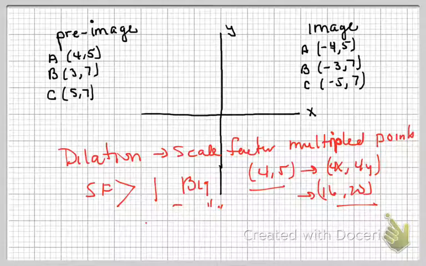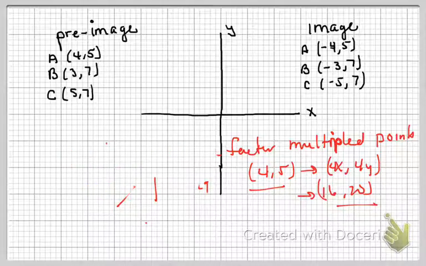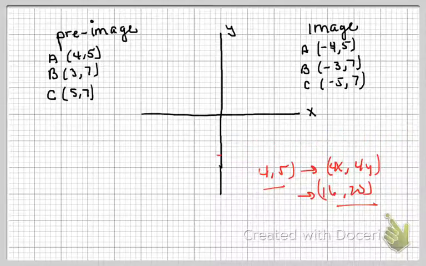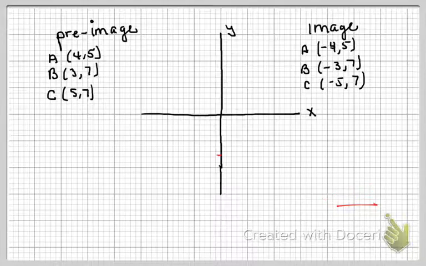So here we go. We are going to plot these two. We know it's not a scale factor because we can tell the data points are not bigger. So we can plot these. Now we know the pre-image is my first one, and it looks like it may be reflecting. So let's try this. 4, 5. This is 4, up 5. 1, 2, 3, 4, 5. So we'll put a dot right there. That's A.